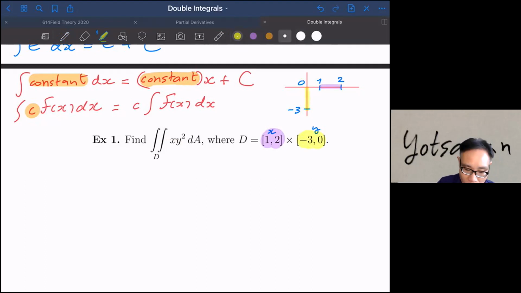Okay, so the rectangle that you have is this rectangle. It's this side, this side, this side, and this side. So this will give you this rectangle. Okay, so it's going to be one, two.